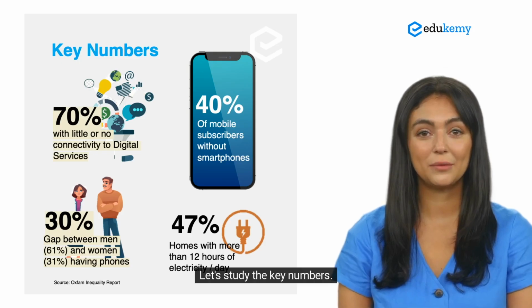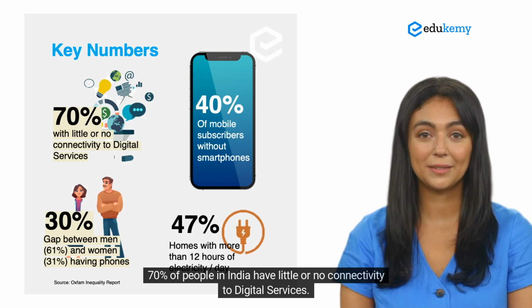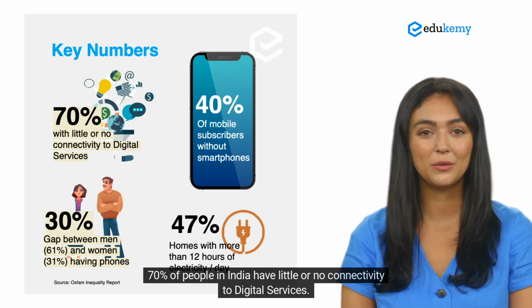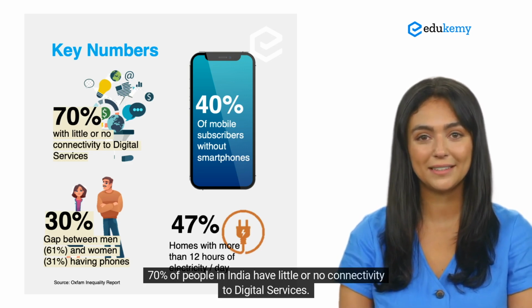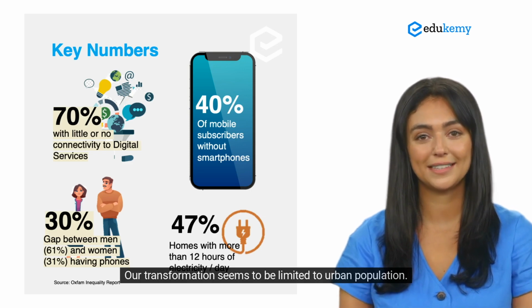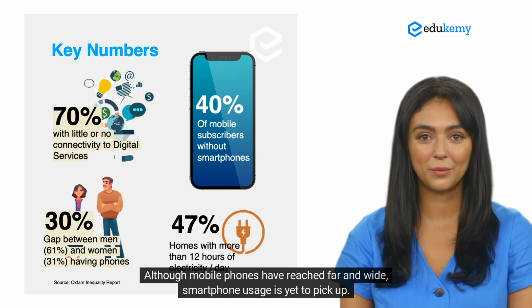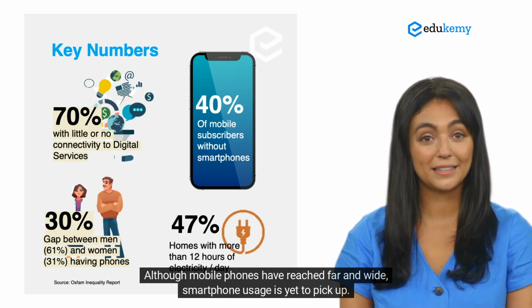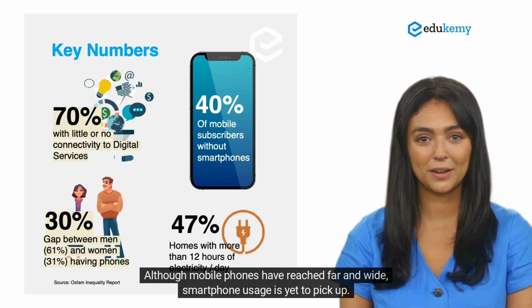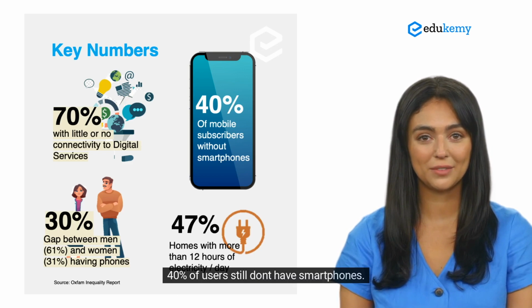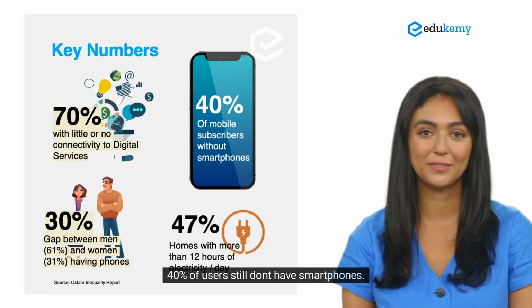Let's study the key numbers. 70% of people in India have little or no connectivity to digital services. Our transformation seems to be limited to urban population. Although mobile phones have reached far and wide, smartphone usage is yet to pick up. 40% of users still don't have smartphones.